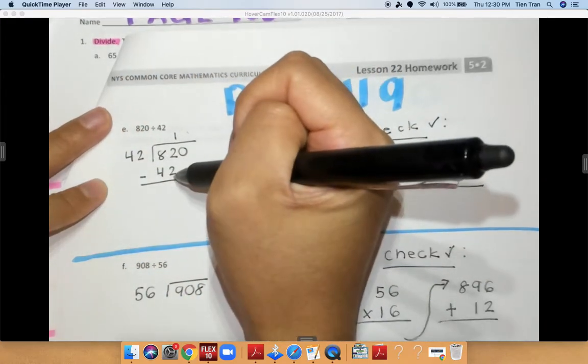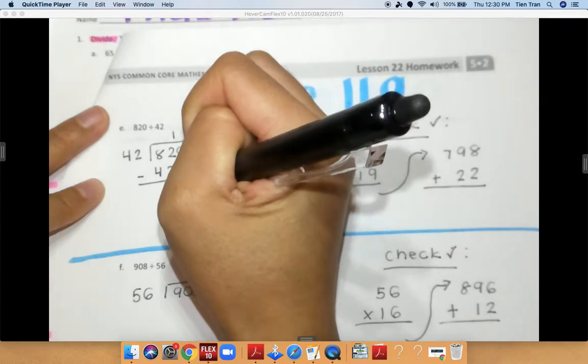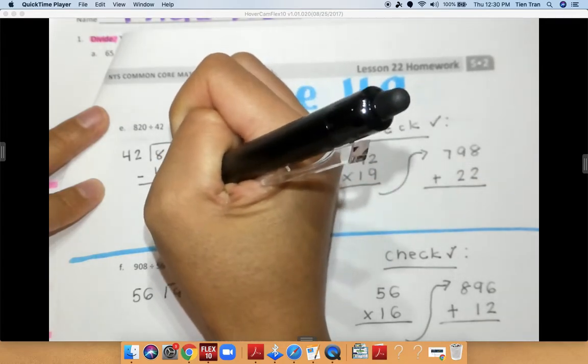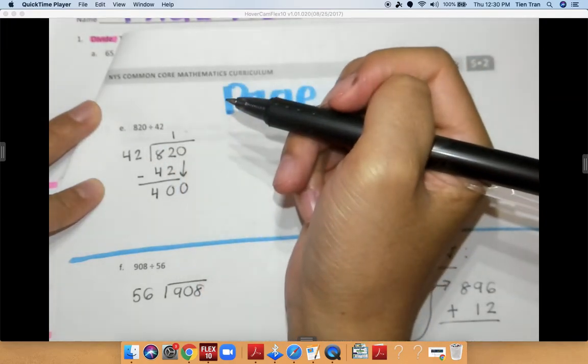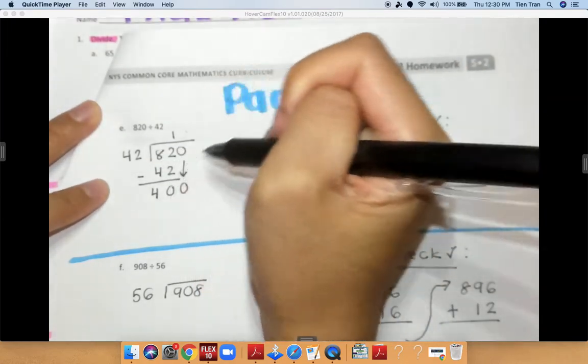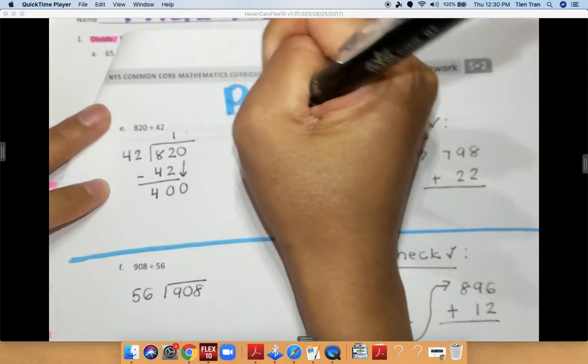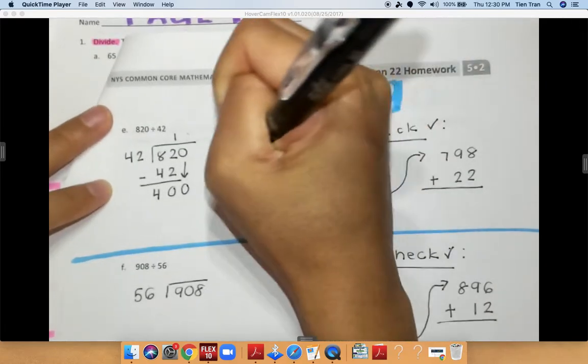42 times 1 is equal to 42. 2 minus 2 is equal to 0. 8 minus 4 is equal to 4. And I'm going to bring down my 0. How many times can 42 go into 400? I'm going to try to multiply 42 times 9 and see if it works.